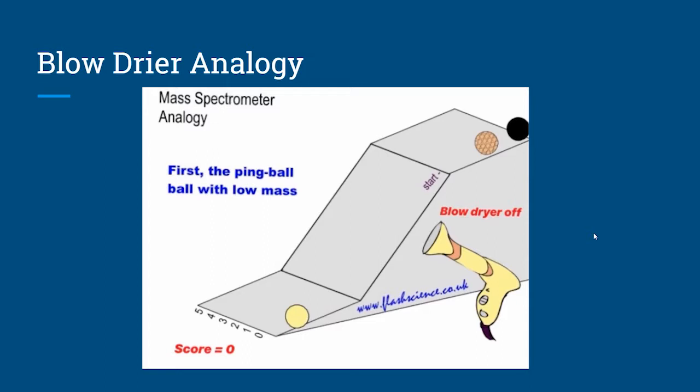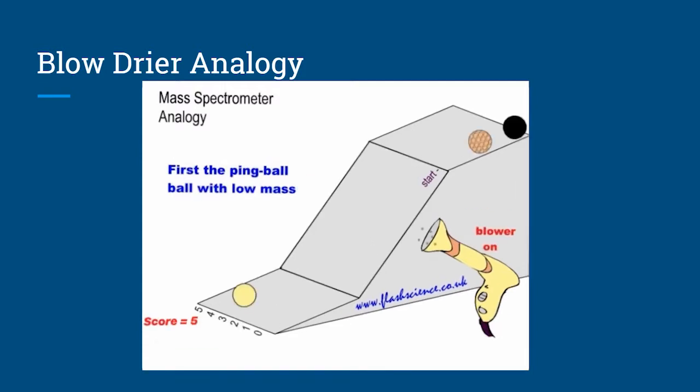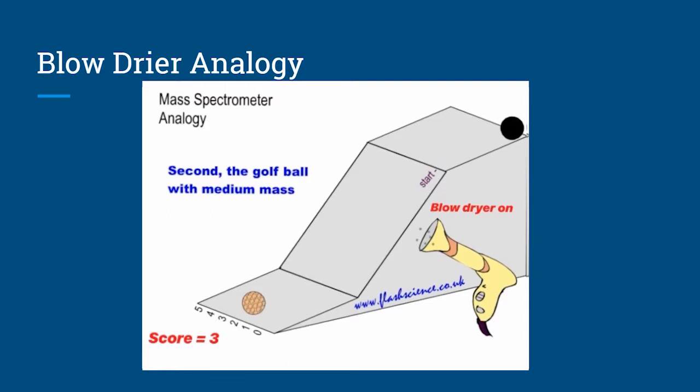When the blow dryer is off, we can see here that the balls of 3 different masses roll straight down, all with a score of 0. When the blow dryer is on, the balls are deflected according to their different masses. The blow dryer represents the magnetic field.